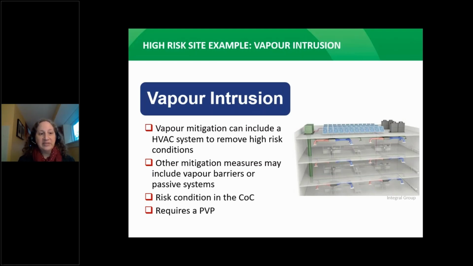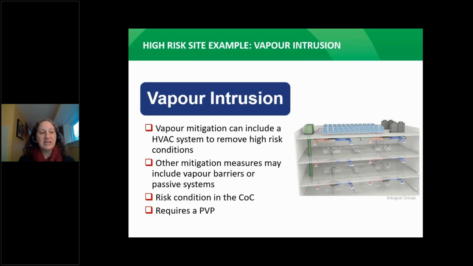Vapor intrusion into a building is a common example of a high-risk site that can become eligible for reclassification to a risk-managed high-risk site. Commonly, the vapor mitigation system is built as part of or relies on the ventilation or HVAC system of the building to remove high-risk conditions. Many of these sites are remediated to the contaminated sites regulation standards so that a certification document can be obtained, typically a certificate of compliance. The certificate will include a risk condition related to the vapor management system.